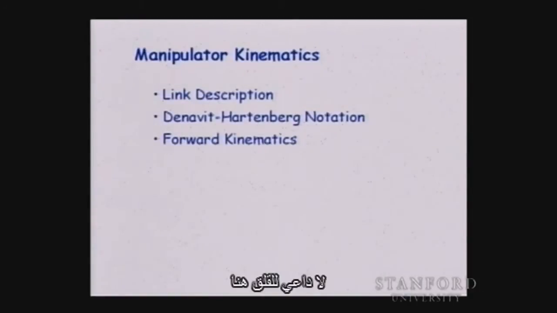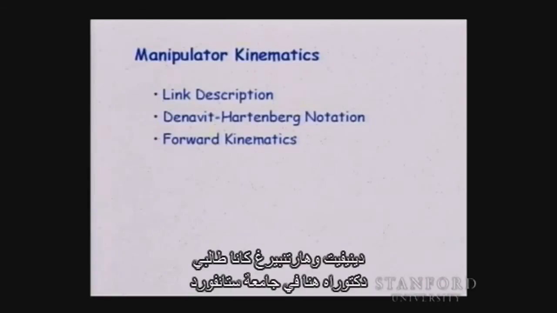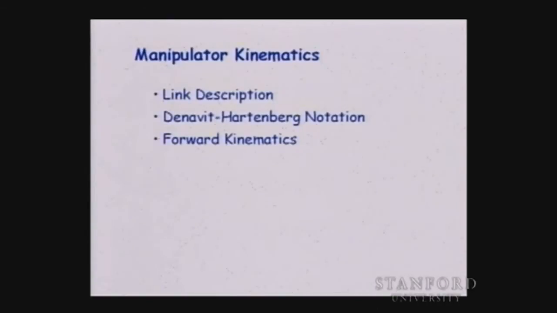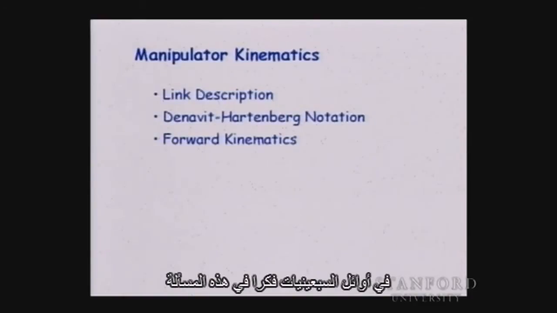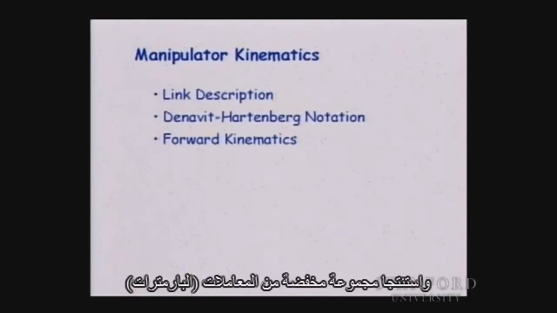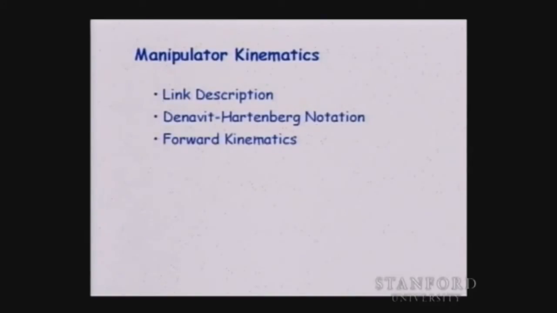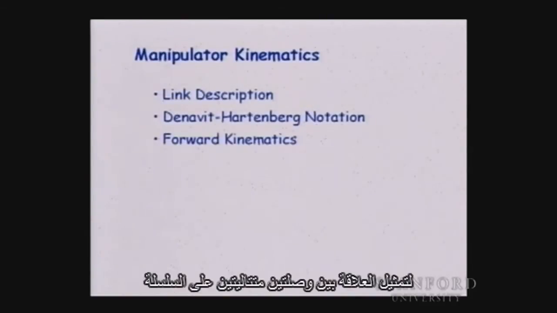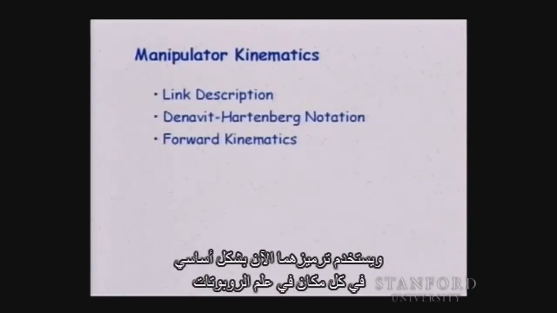Don't worry, Denavit and Hartenberg were two PhD students here at Stanford in the early 70s, and they thought about this problem, and they came up with a set of parameters, a minimal set of parameters, to represent the relationship between two successive links on a chain. And their notation is now basically used everywhere in robotics.